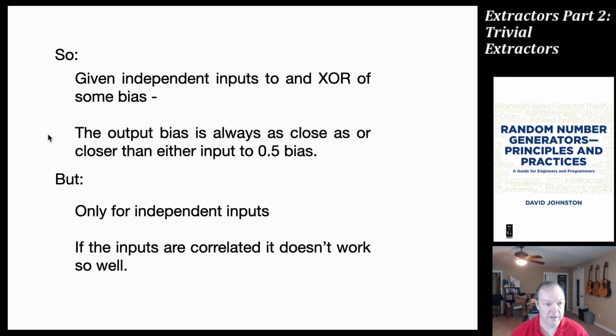So what we've concluded here is, given independent inputs to an XOR gate with some bias, the output bias is always as close as or closer to 0.5 than either input is. So the bias gets better, but only for independent inputs. And if the inputs are correlated, it doesn't work so well, and we'll show that.